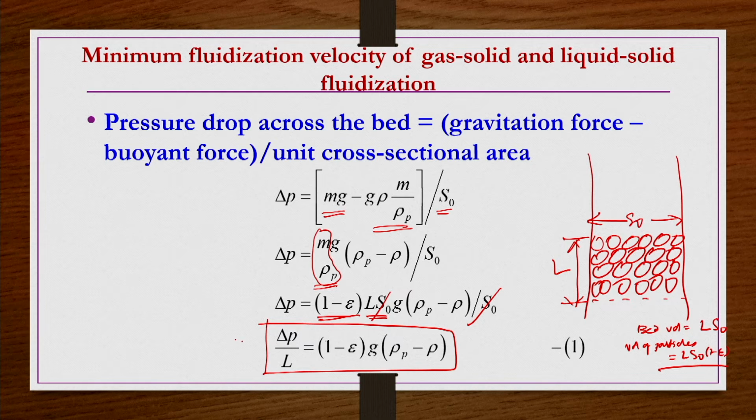So you have delta P by L equals 1 minus epsilon times g times delta rho, right. Now this equation we are going to use in Ergun's equation in order to find the minimum fluidization velocity. When you are gradually increasing the velocity, there would be a certain velocity at which the pressure drop would be equal to this, and after that it is going to be constant. So the corresponding velocity we can call the minimum fluidization velocity V O m bar, and the corresponding voidage we can call epsilon m.